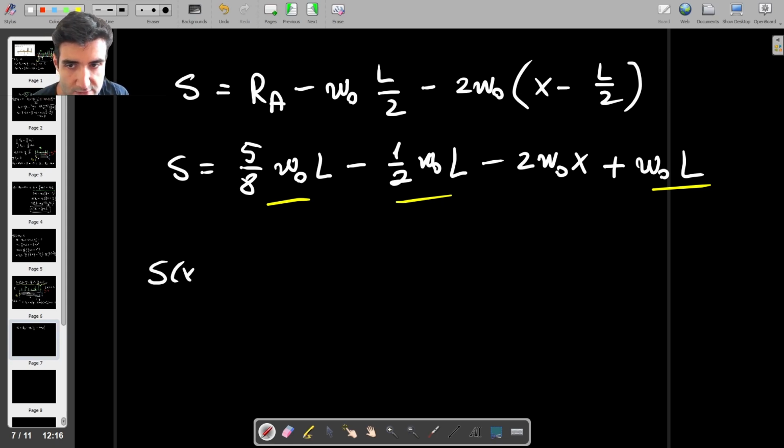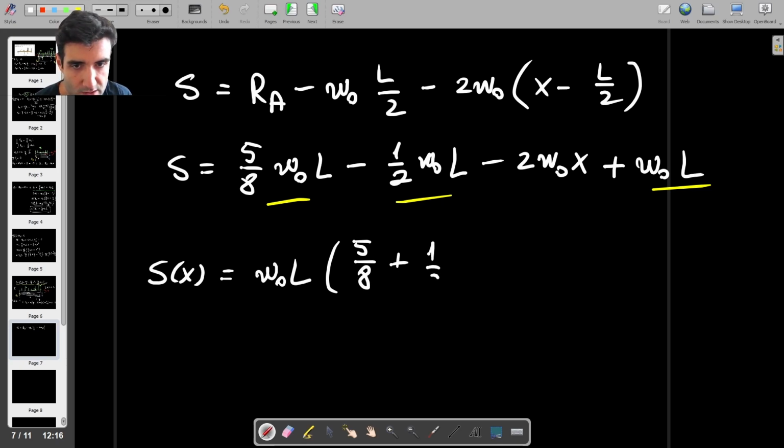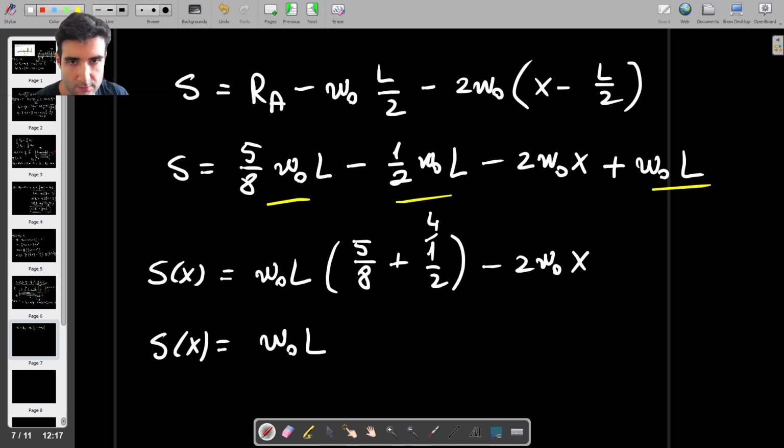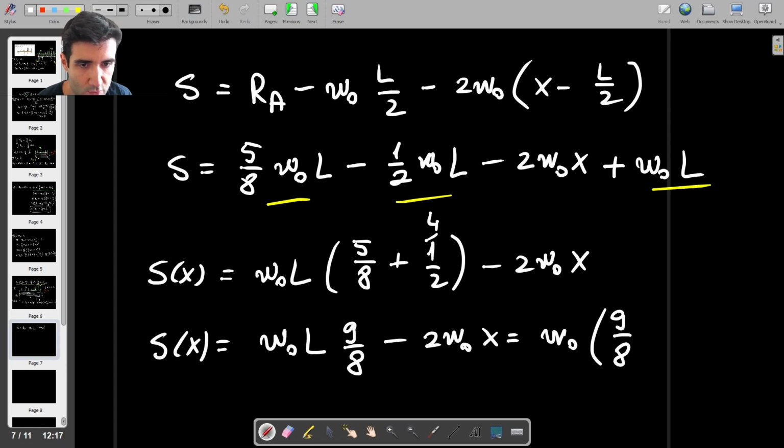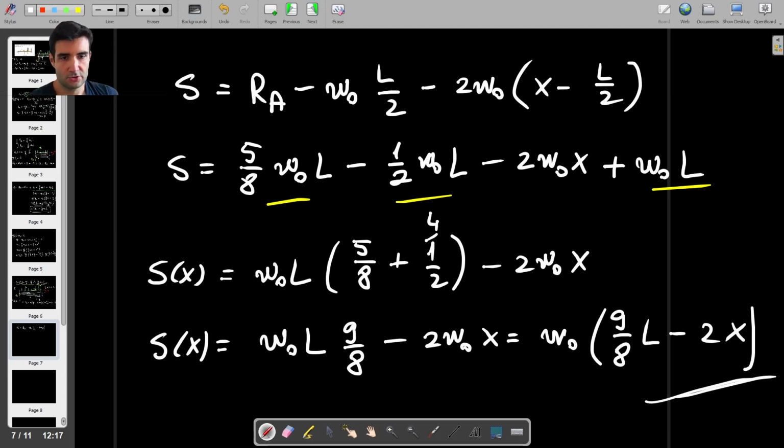So the shear force as a function of X is going to be, let's see, W naught L times, we have 5 over 8, and this is 1 minus 1/2, which is plus 1/2, and then minus 2W naught X. So I amplify this by 4, we have W naught L multiplied by 5 plus 4, so that's going to be 9 over 8, minus 2 W naught X. So that's W naught brackets 9 over 8 L minus 2X. So that's it. That's what the shear force is.